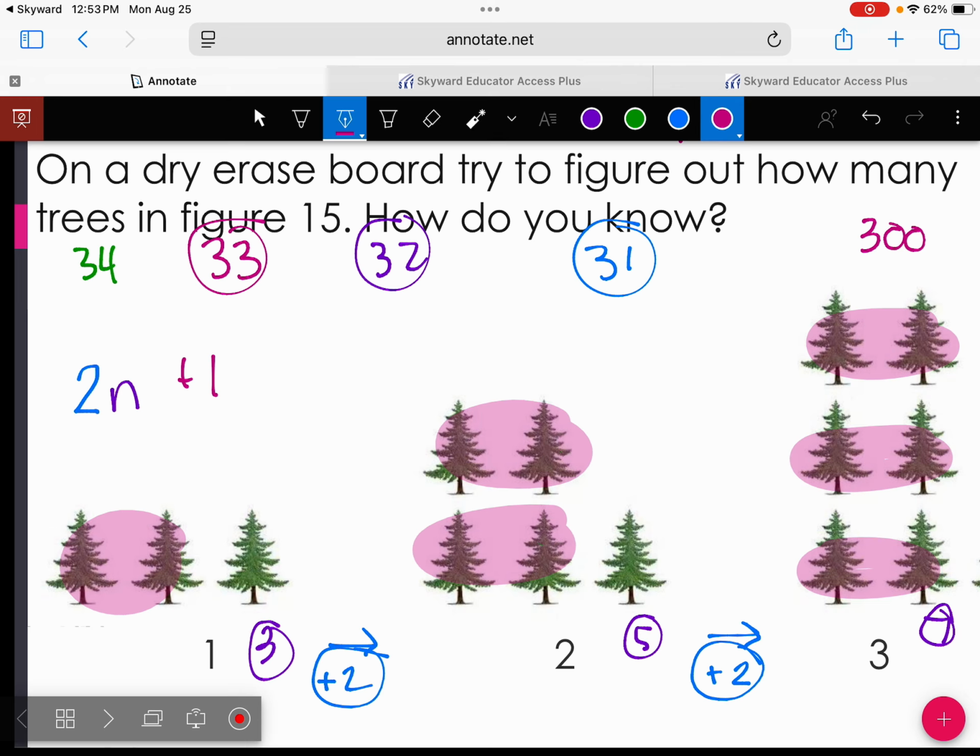So if we know our expression is 2n plus 1, which of these is the right answer? Because the right answer is up here. Which one of these is right for figure number 15?